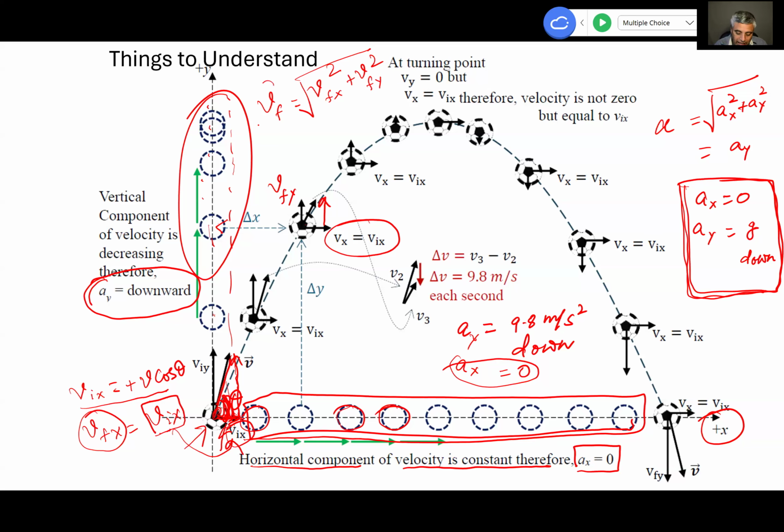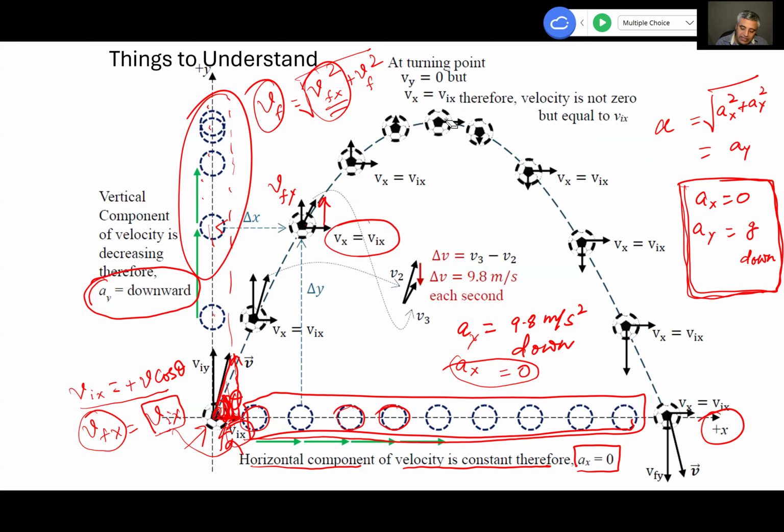But to find this velocity, you need to find the x component and y component of velocity. For that, especially for the y component, you have to use a kinematic equation. The x component remains the same. So if you know it in one place, it's always going to be the same.